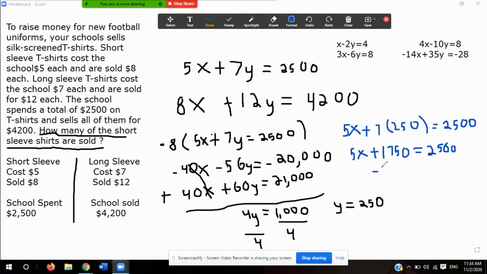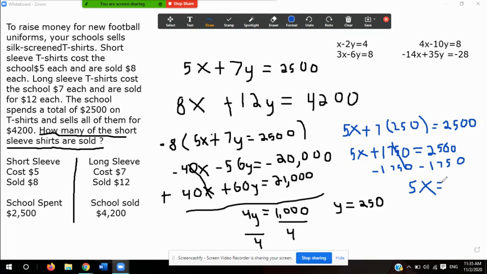So we're going to subtract by 1,750. Okay, and what's going to happen is that this is going to cancel out. And I bring down my 5x. And you have 2,500 minus 1,750. And that's going to give me the answer.